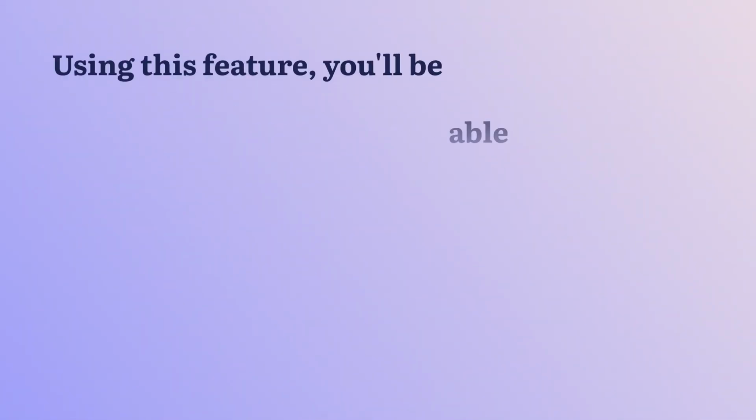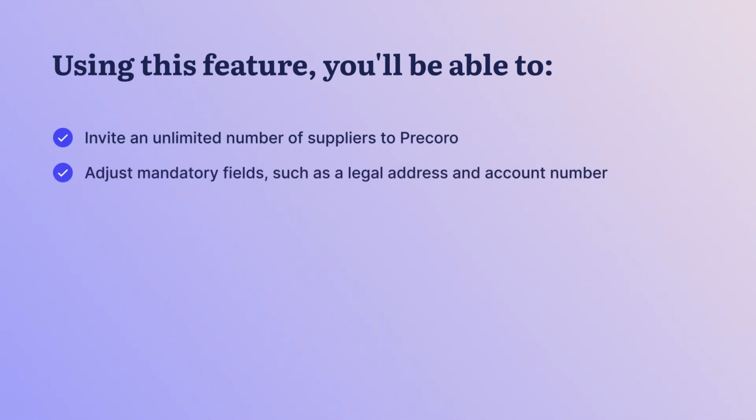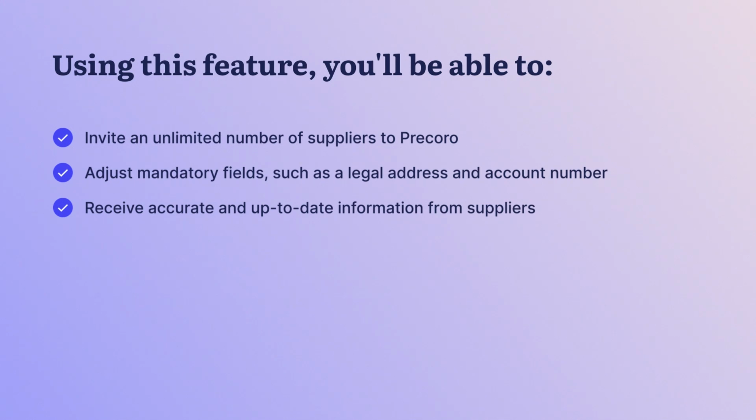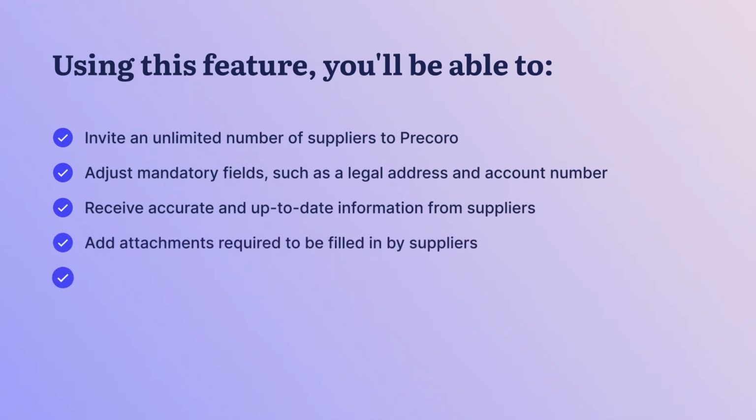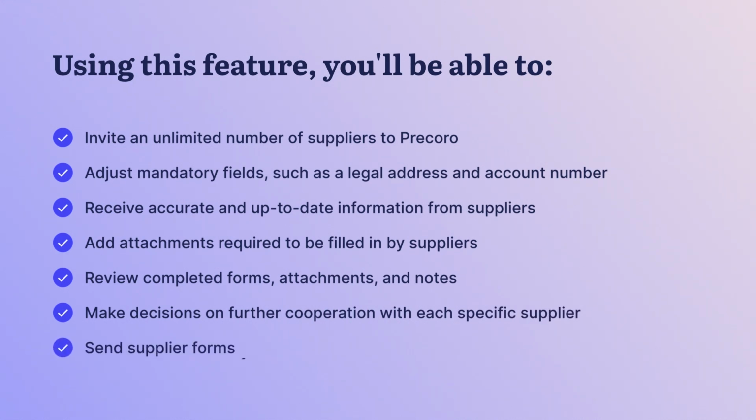Using this feature, you'll be able to invite an unlimited number of suppliers to Precoro, adjust mandatory fields, such as legal address and account number, receive accurate and up-to-date information from suppliers, add attachments required to be filled in by suppliers, review completed forms, attachments, and notes, make decisions on further cooperation with each specific supplier, and send supplier forms for revision if additional information is required.